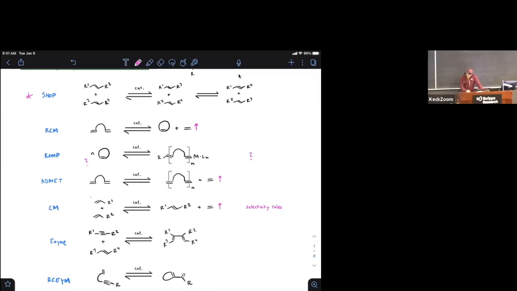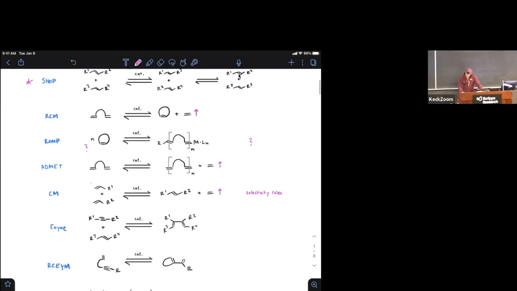RCM stands for ring-closing metathesis, ROMP stands for ring opening metathesis polymerization. The key here is to employ some type of strained alkene. We used to say in the Grubbs group, no strain, no gain. And then the driving force here is strain release.